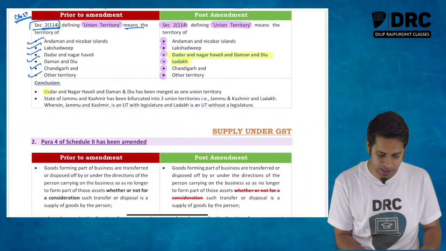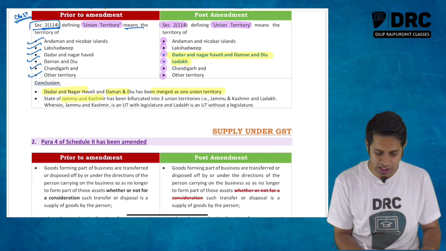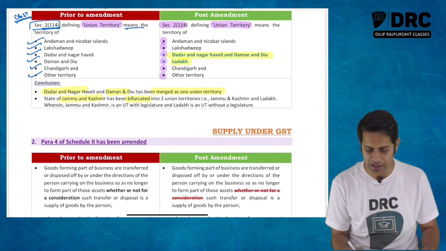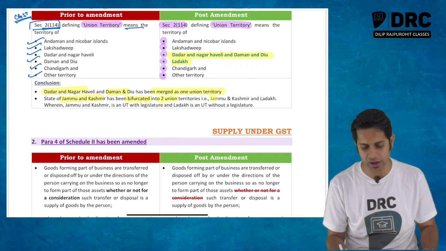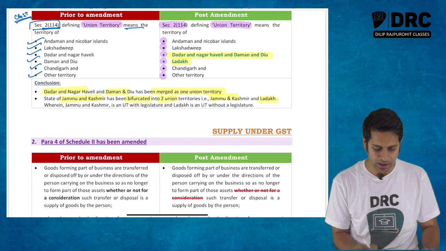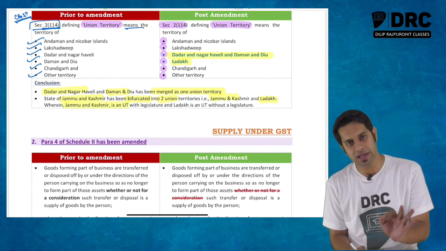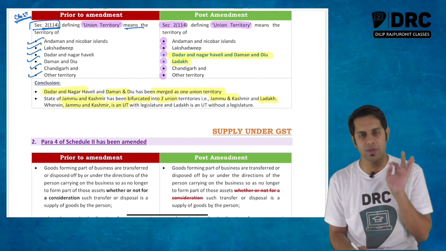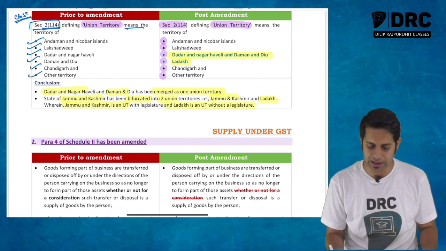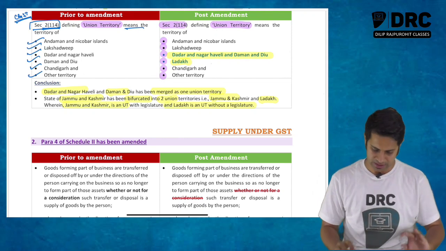So what is the conclusion? Dadra and Nagar Haveli and Diu Daman has been merged into one single union territory. The state of Jammu and Kashmir has now been bifurcated into two union territories: union territory of Jammu and Kashmir and union territory of Ladakh. Jammu and Kashmir is a union territory with separate legislation, so it is treated as state for the purpose of GST, and Ladakh is a union territory without separate legislation, so it is not treated as state for the purpose of GST.